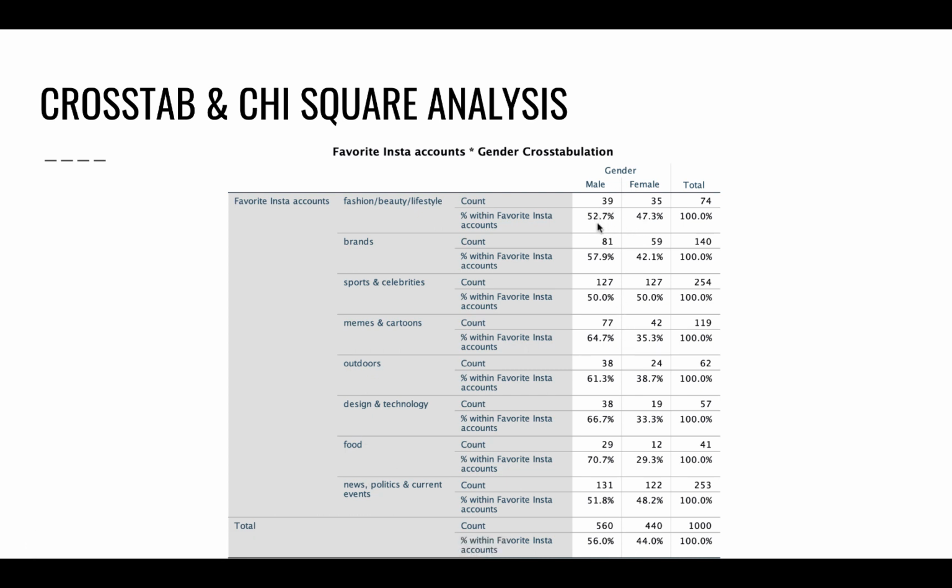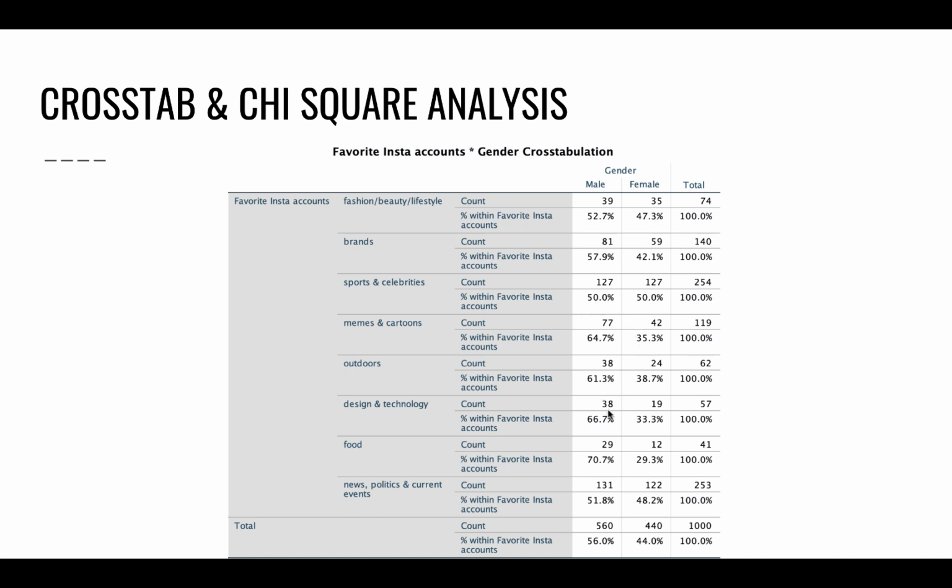You can start looking at these percentages because we clicked the row percentages, so you see that they add up in rows. So this 100% gets split over 52.7 and 47.3, so you read horizontally. So what do you notice in terms of the gender split or the gender divide for each of these Instagram accounts? So you see that of all people following fashion and lifestyle, the majority is male. Interesting.